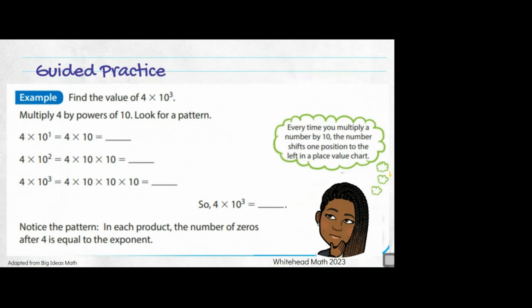Okay, here's another example. I want you to find the value of 4 times 10 to the third power. When it says to find the value, you're solving the expression, to find how much it is worth. So you would need to multiply 4 by powers of 10. Let's look for a pattern here. So 4 times 10, this says to the first power, but you can just write 4 times 10, and 4 times 10 equals 40. Okay, let's look at this one. 4 times 10 to the second power, or 4 times 10 times 10 equals 400. 4 times 10 to the third power, that's telling me to do what? Multiply the tens by itself 3 times.